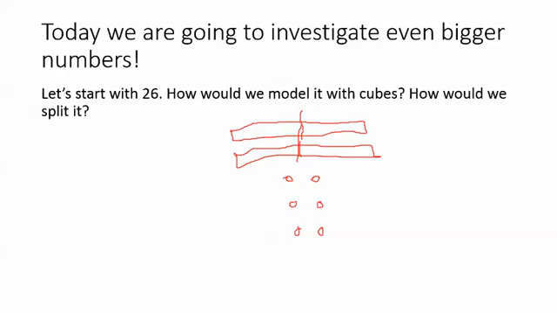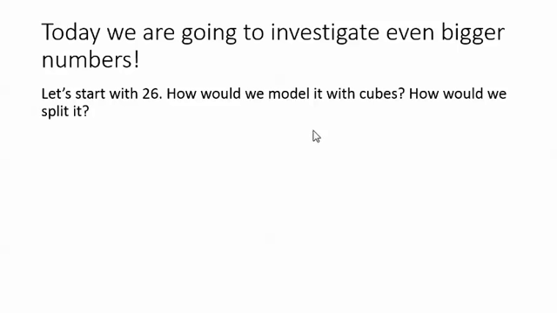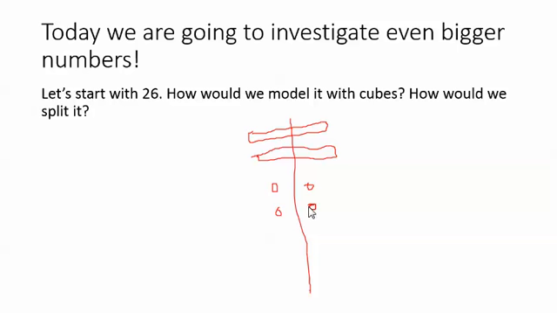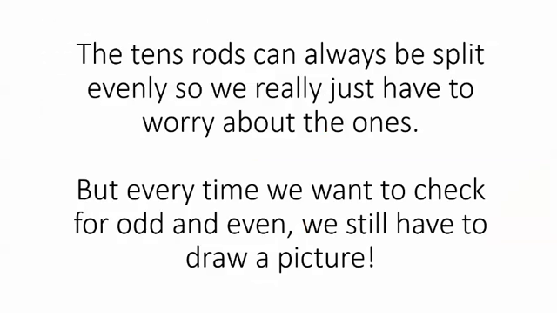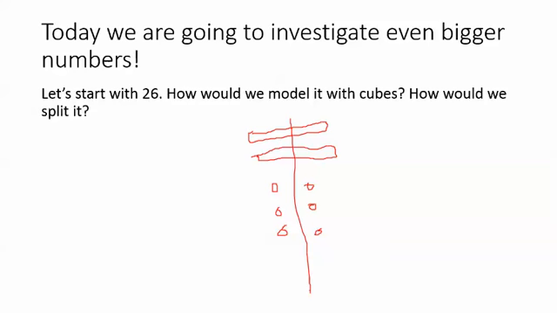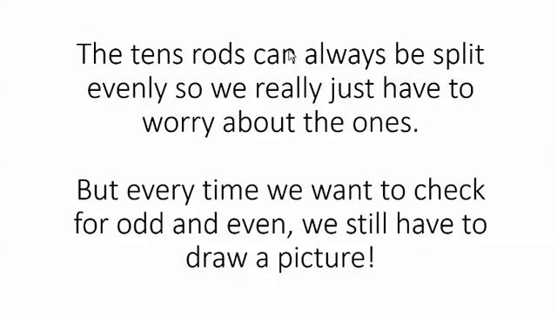With me? So now let's think about how we draw it. Line down the middle of our paper. We start with the tens, and we just draw them like this. 10, 20. Those automatically get split. And then it's 1, 2, 3, 4, 5, 6. By the way, that's even. So the tens rods can always be split evenly, which means we really just have to worry about the ones. Every time, though, we still have to draw the picture.